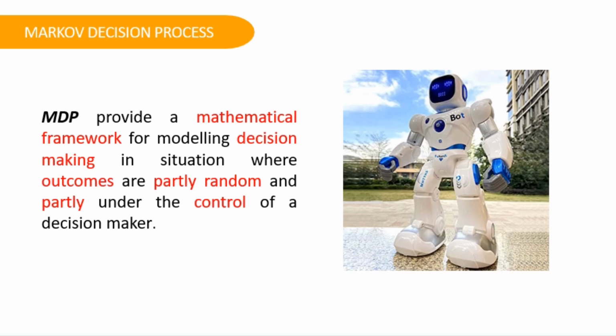Markov decision process provides a mathematical framework for modeling decision making in situations where outcomes are partly random and partly under the control of a decision maker. Long story short, Markov decision process makes use of the Bellman equation and Q learning to make decisions from the current state to move to the next best state.